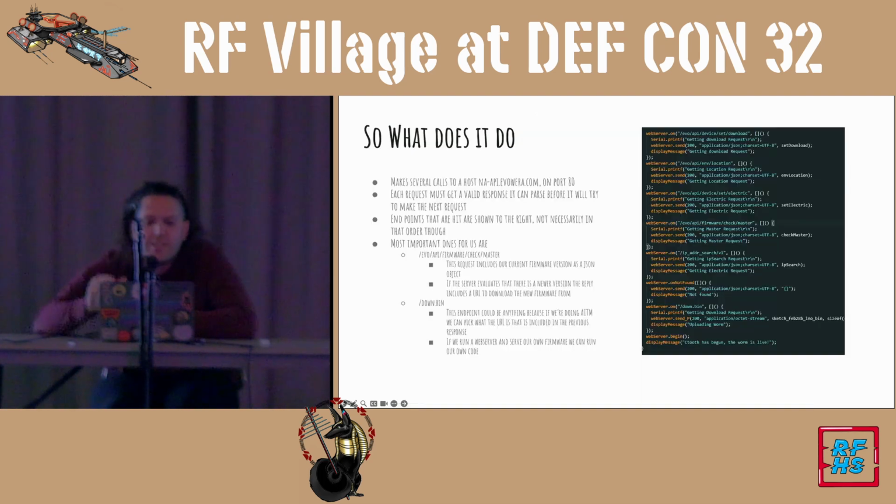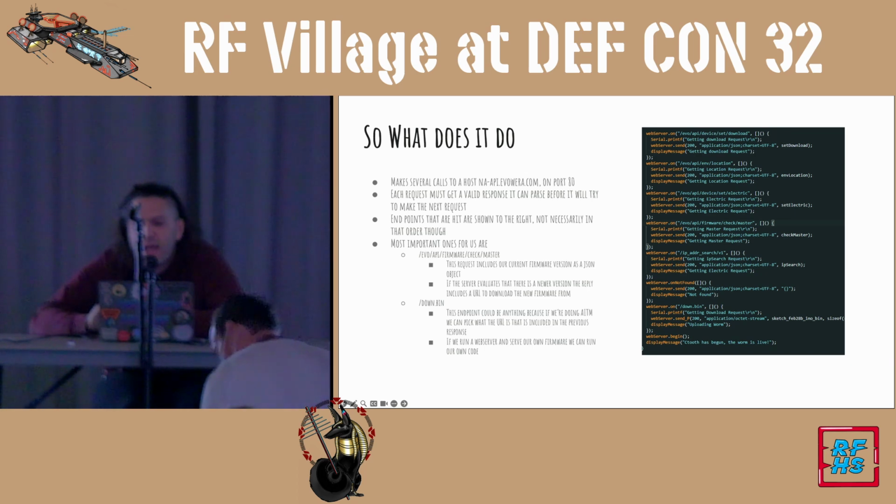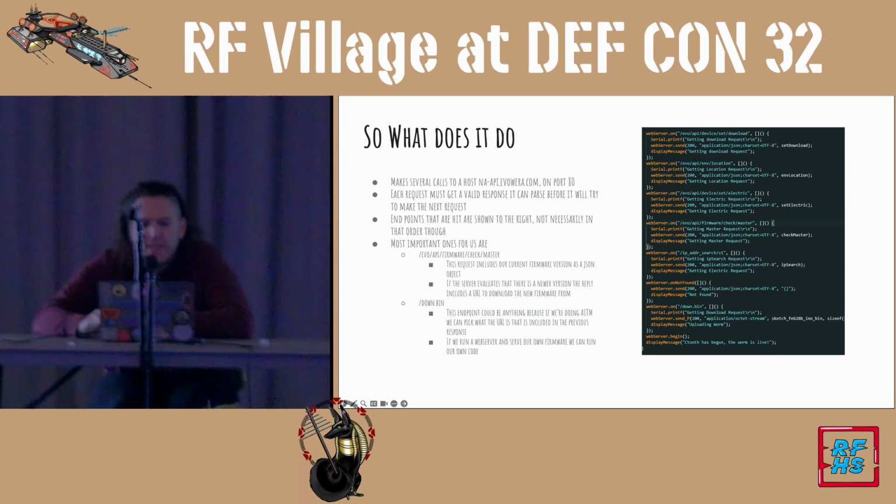So what does it do? Essentially it makes several calls to na-api.evowera.com on port 80. And like I said, those are entirely plain text. Every time one of these packets gets sent, as long as the toothbrush gets back data from the server that validates, it'll go ahead and make the subsequent request. So there's a back and forth, with 4 or 5 API requests and subsequent responses.